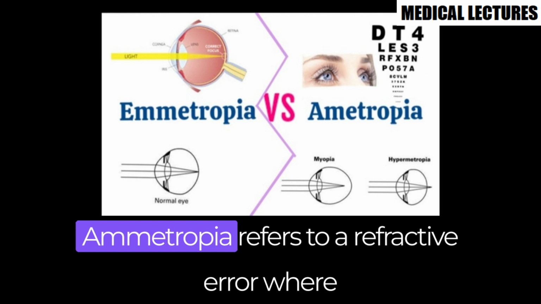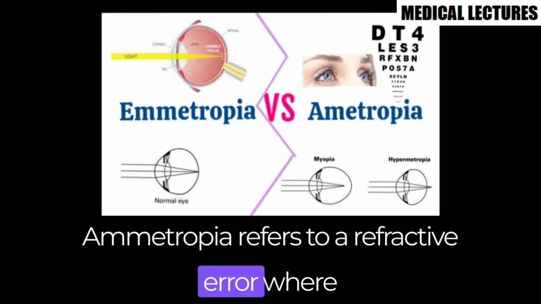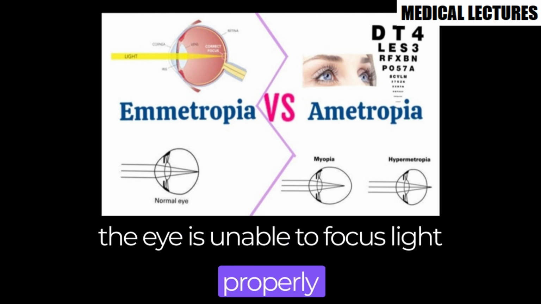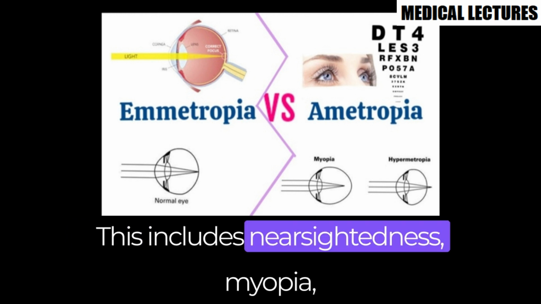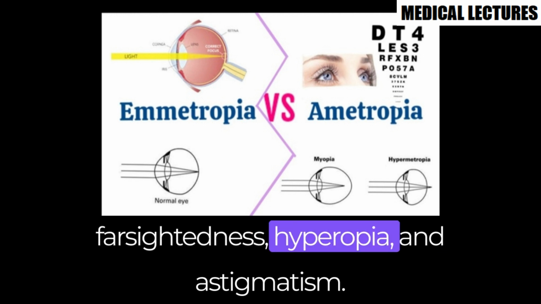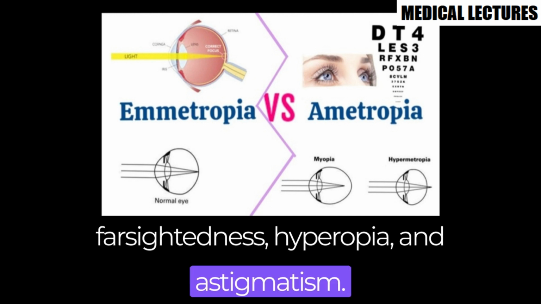Amblyopia. Amblyopia refers to a refractive error where the eye is unable to focus light properly onto the retina, resulting in blurred vision. This includes nearsightedness, myopia, farsightedness, hyperopia, and astigmatism.